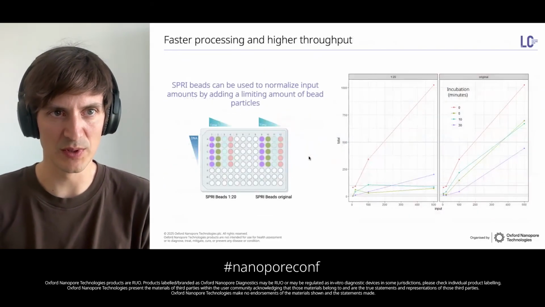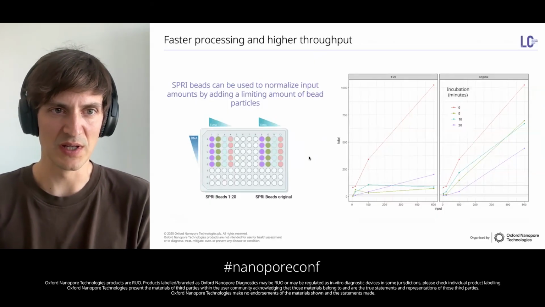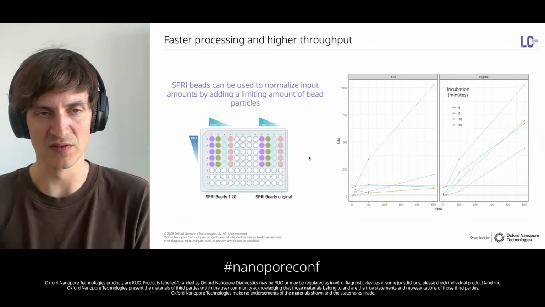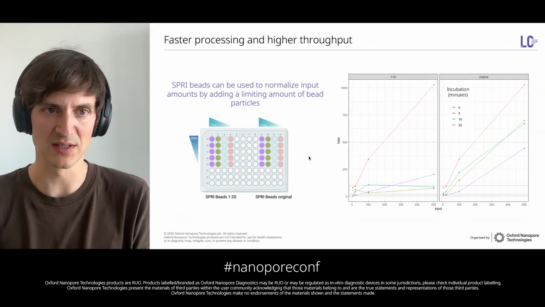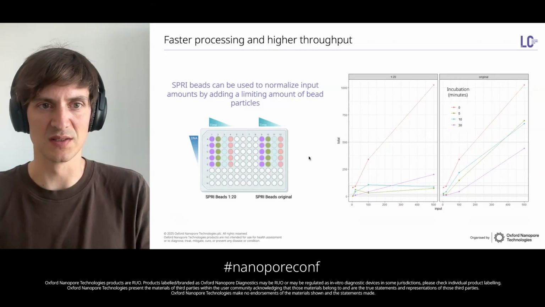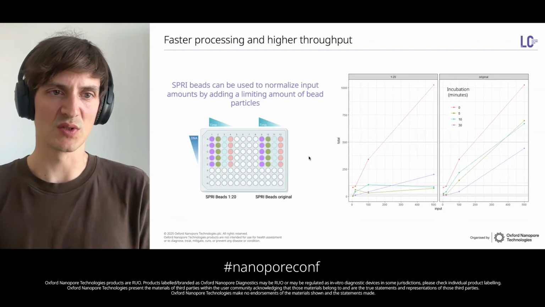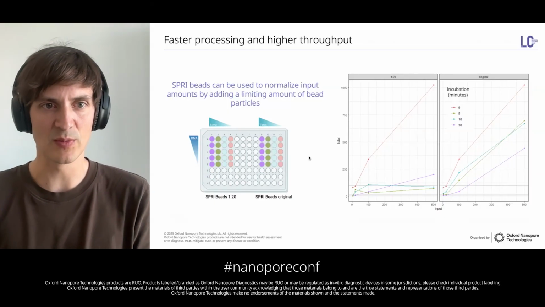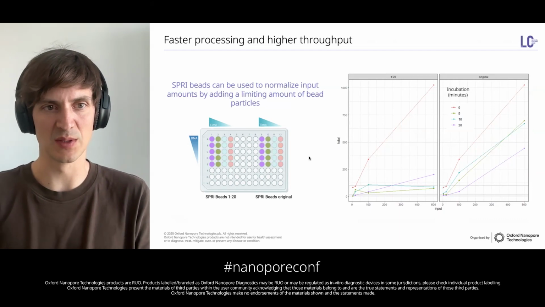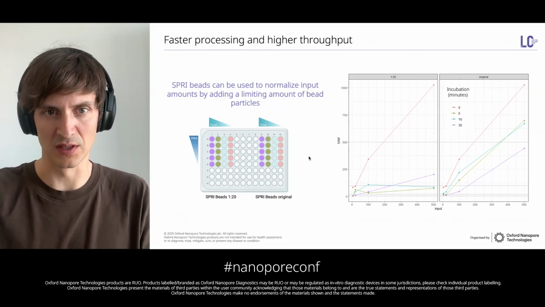One crucial improvement that we did to a typical workflow was the way we normalize the libraries. Typically, library normalization is achieved by measuring the concentrations and then adjusting the input for each sample based on these concentrations. This is pretty cumbersome and needs specialized equipment. So we opted for bead-based normalization, meaning we just do a bead cleanup with typical SPRI beads, diluted 1 to 20, and this limiting amount of beads results in a normalization of the libraries.